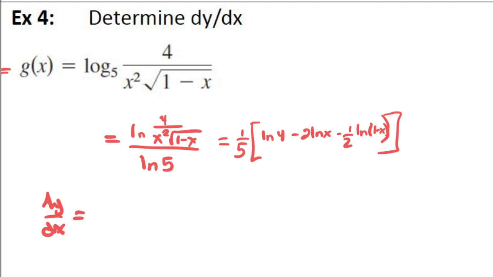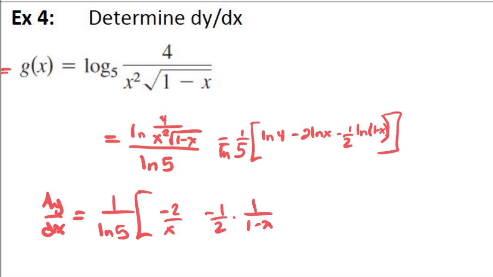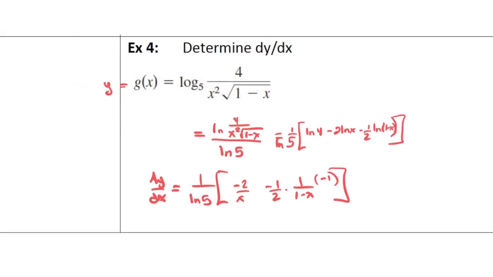So the derivative is going to become 1 over natural log of 5 times, the derivative of the log of 4 is 0. Well, then we'll have negative 2 over x minus 1/2 times 1 over 1 minus x. Using the chain rule, there's another negative 1. And then we can simplify all of those negatives. But as you can see, using log algebra makes these problems much simpler.